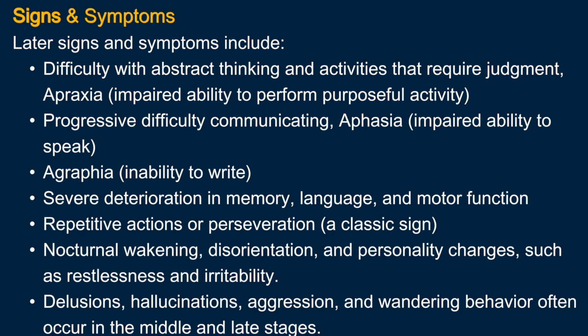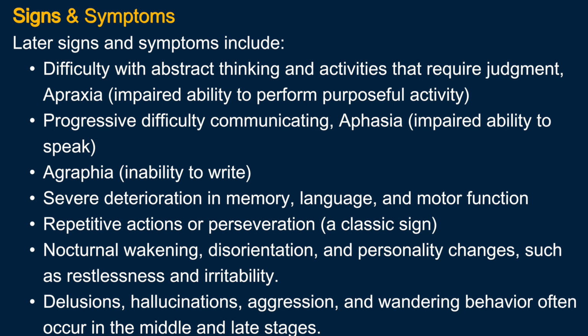Later signs and symptoms include difficulty with abstract thinking and activities that require judgment, apraxia, impaired ability to perform purposeful activity, progressive difficulty communicating, that is aphasia, impaired ability to speak, and agraphia, inability to write. The patient may not be able to write properly. There is severe deterioration in memory, language, and motor function. A classic sign is repetitive actions or perseveration.